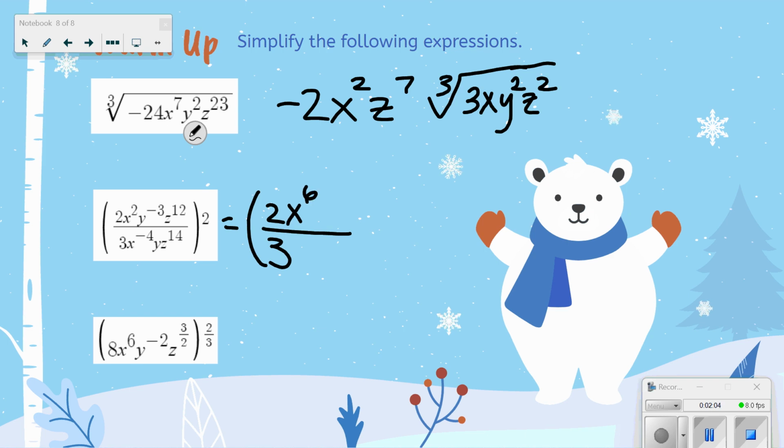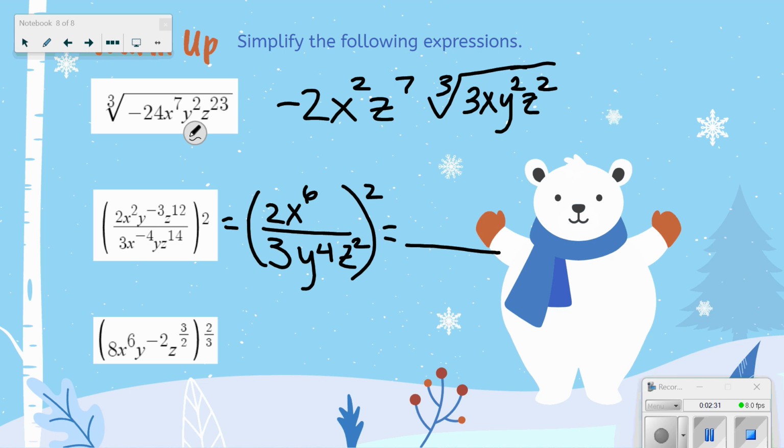What about y to the negative 3rd over y? What would that simplify to? What do you think, Laura? Amazing. Good job. What about z to the 12th over z to the 14th? What would that simplify to? Good job. z squared in the denominator. So now I square all of that, and I have to square every single term.